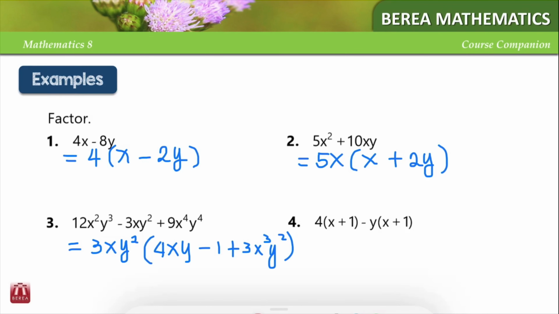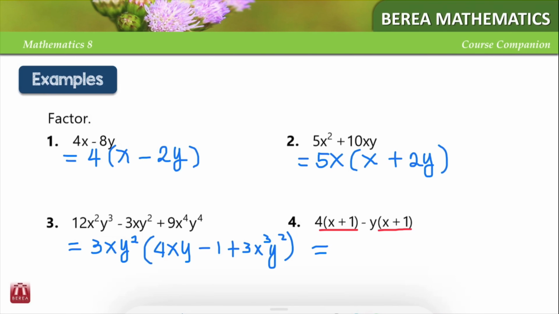Example number 4, we have 4 times x plus 1 minus y times x plus 1. If we look at this example, we have two terms. We have 4 times x plus 1, y times x plus 1. So, if we look at the two terms, there's something common between the two terms, which is x plus 1.